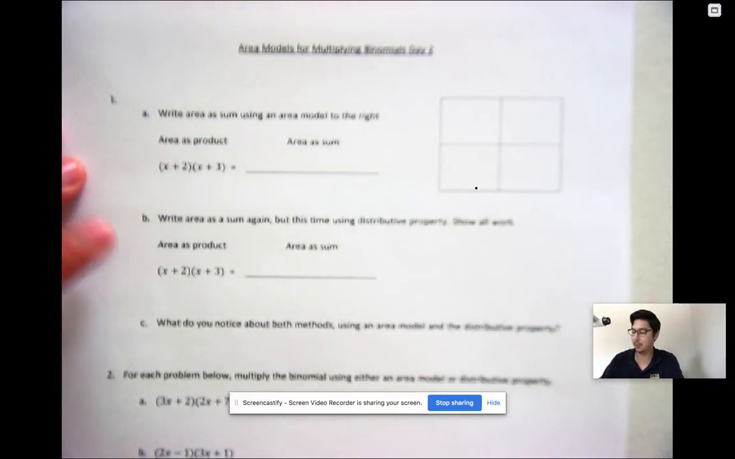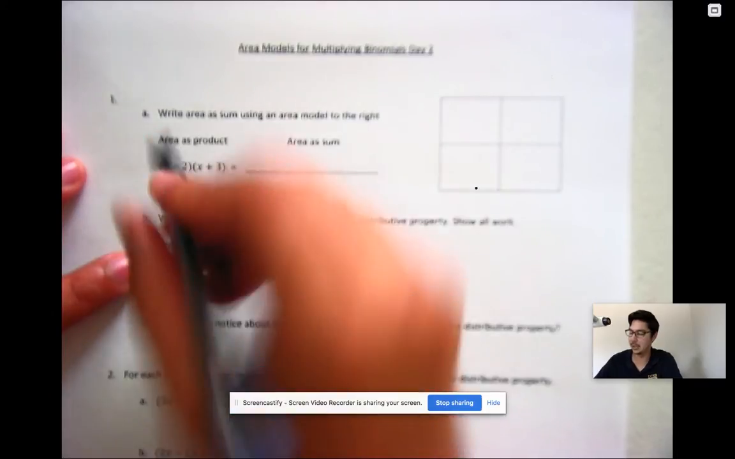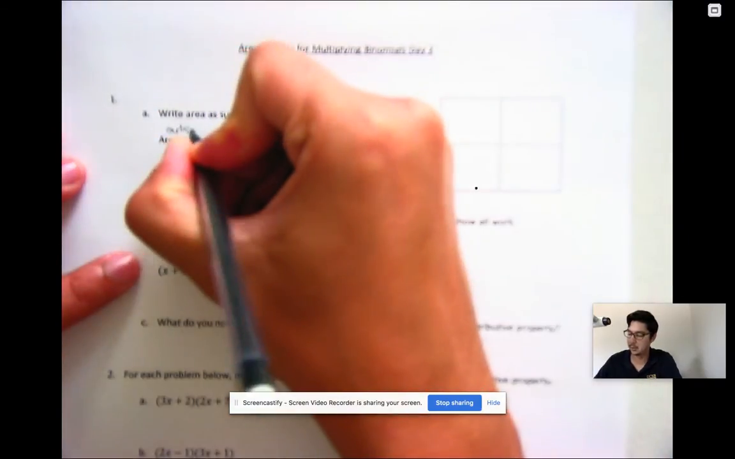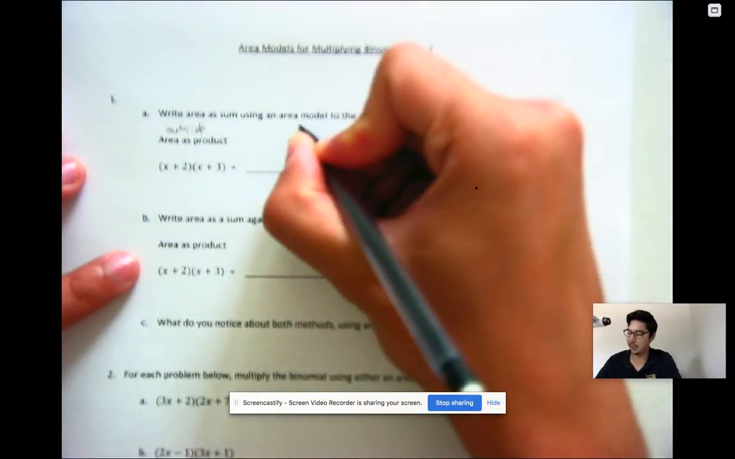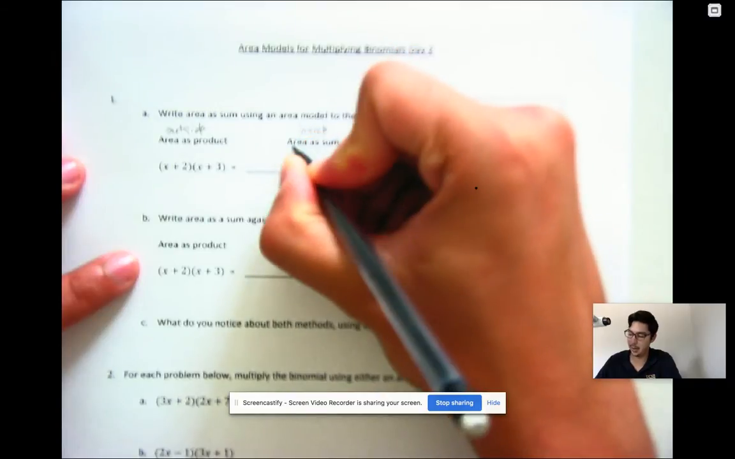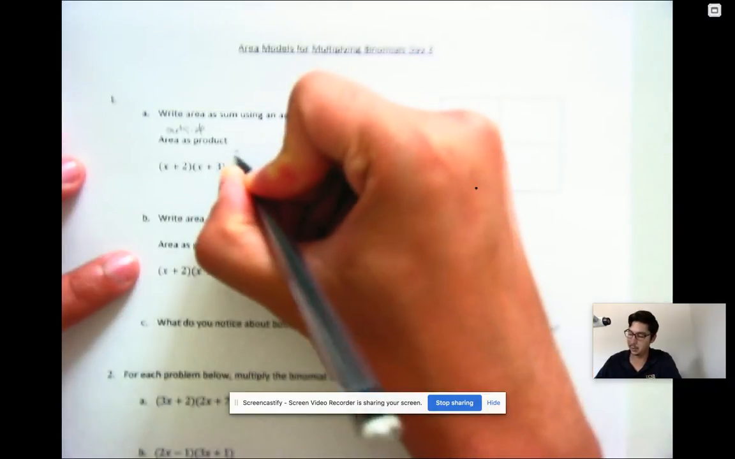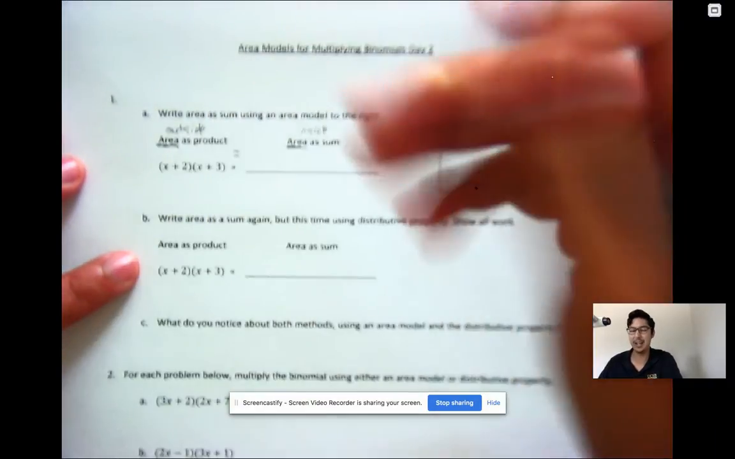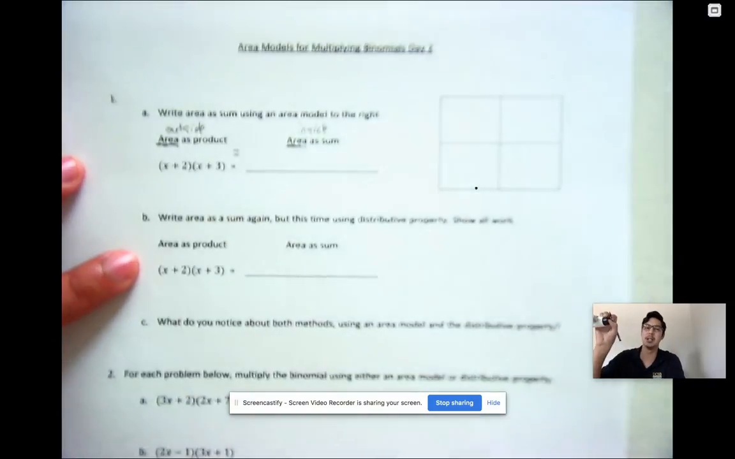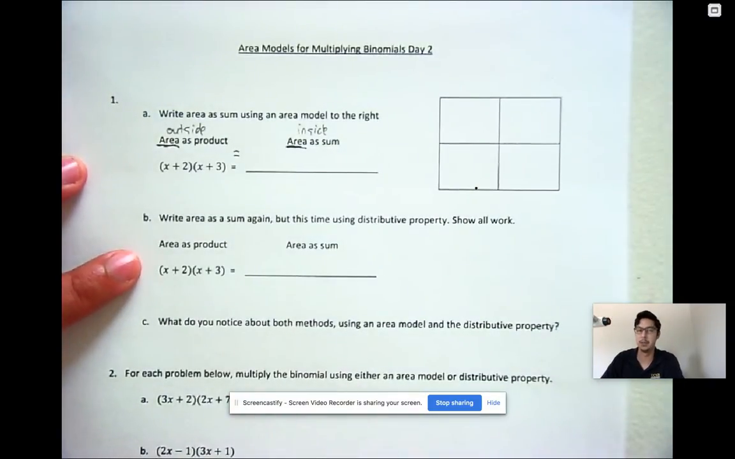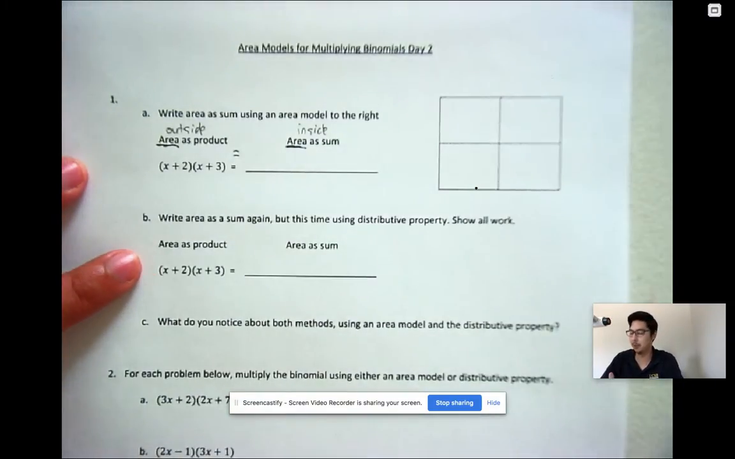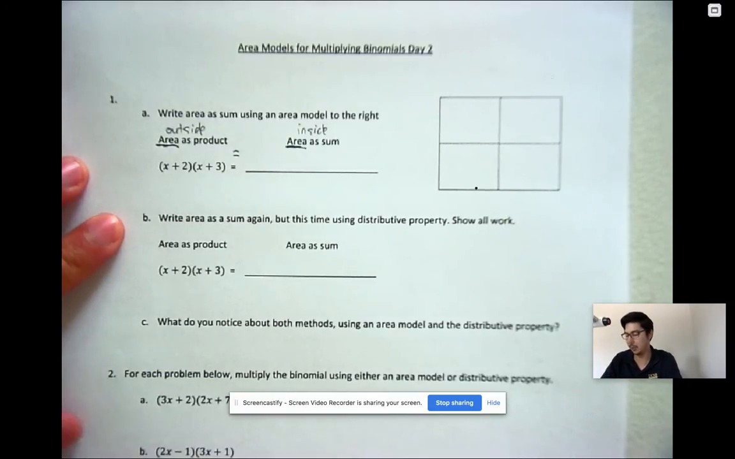So yesterday we talked about how you can go from areas of product, which is the outside, to areas of sum, which is looking at the insides. Either way, they will always equal each other because we're looking at area. And the area stays the same, the amount on the inside. Let me refocus that. All right, now I'm not going to do this problem for you, but if you wanted to see it, well, actually, yeah, we'll go through A and then you'll be able to too.